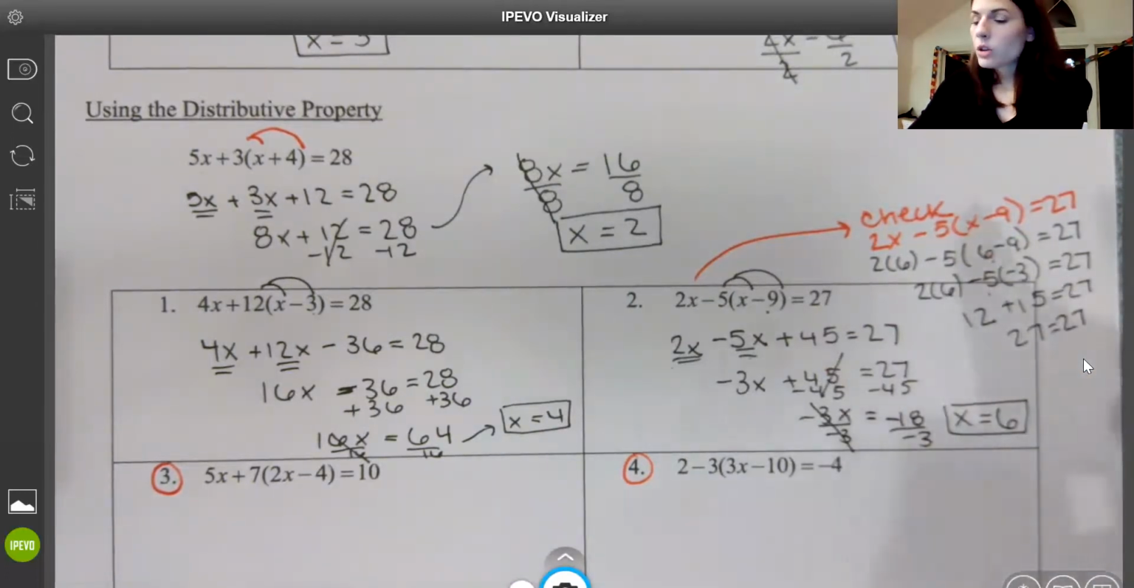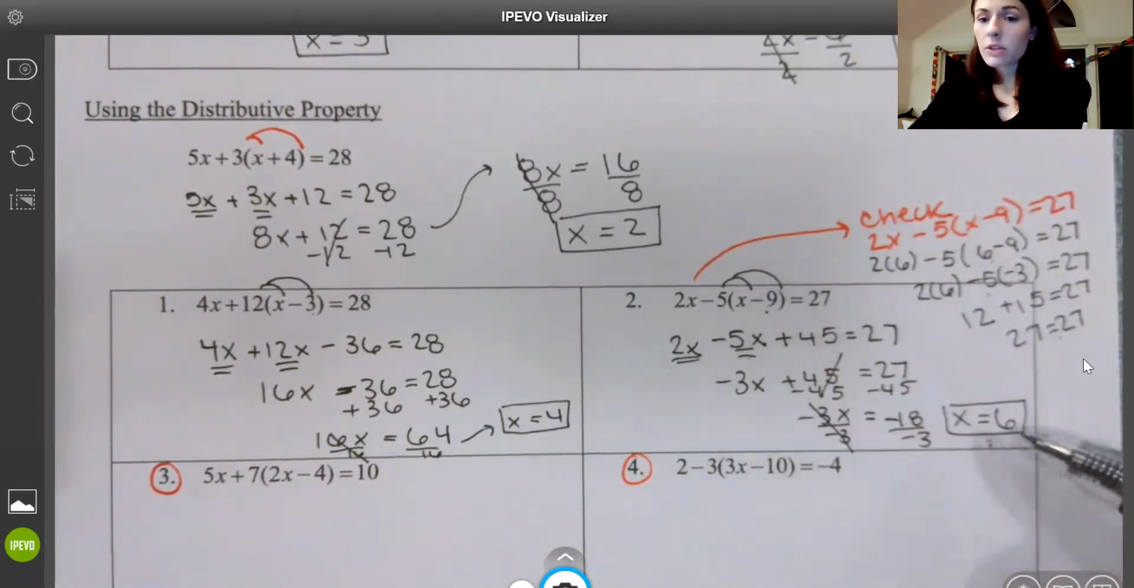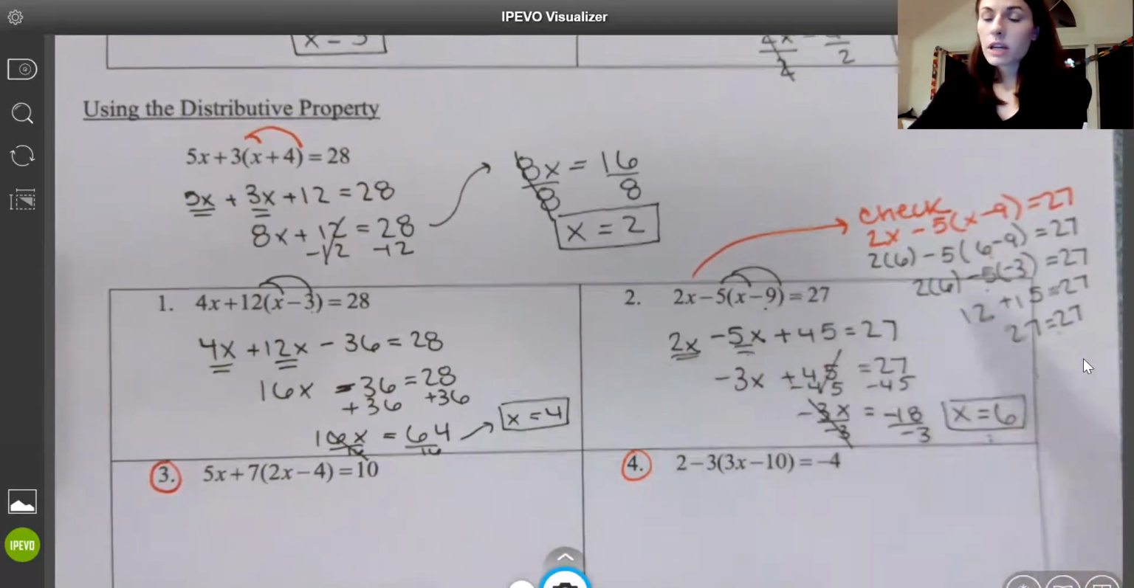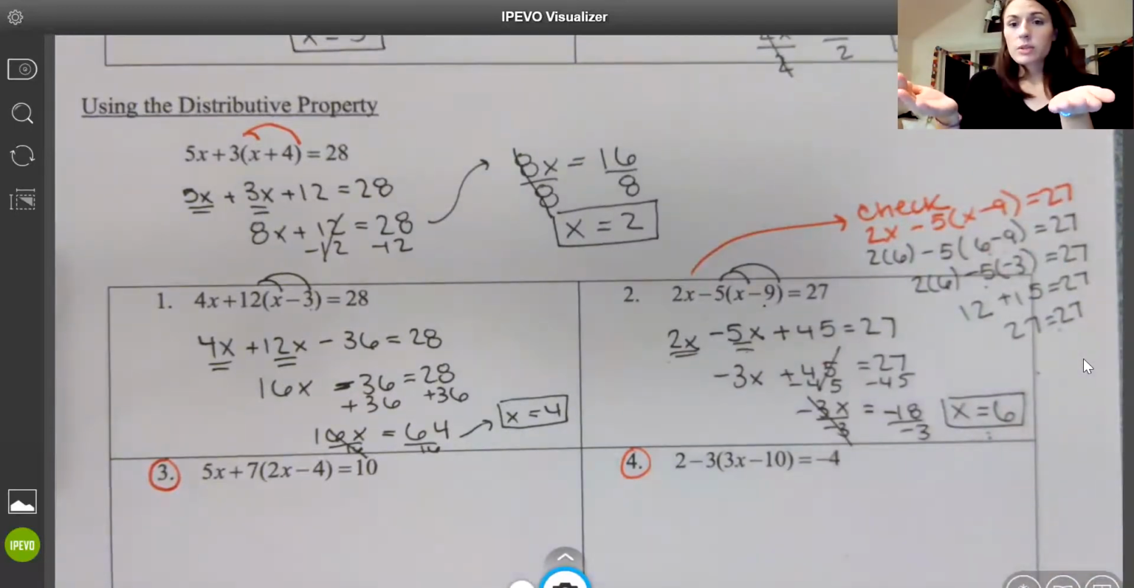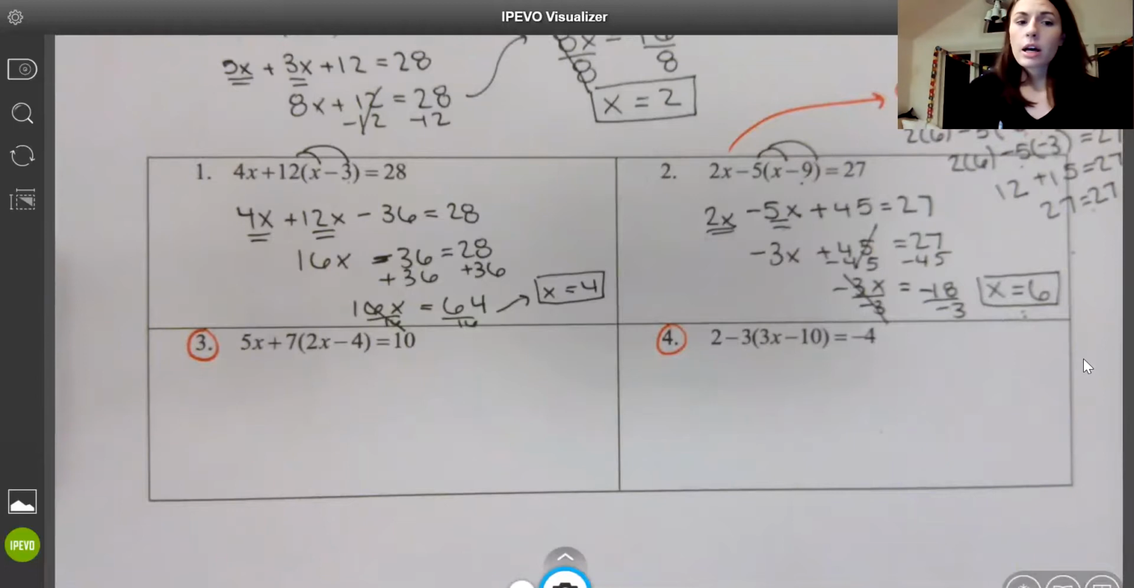Okay? So again, do we have to check every time? No. Is this my answer? No, this is my answer. I'm just verifying for myself that if I took 6 and substituted it in, that it works out. And again, we're looking for that balance on both sides. So now the video is going to stop again and give you a chance to try 3 and 4 on your own, and then you can check your work in a minute.